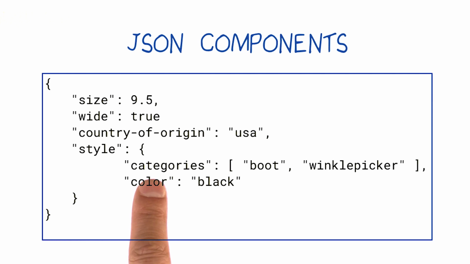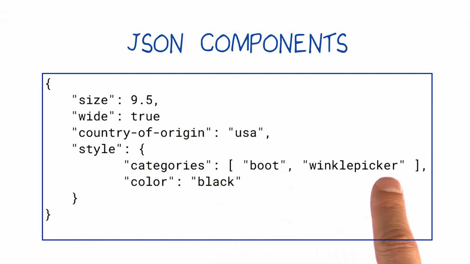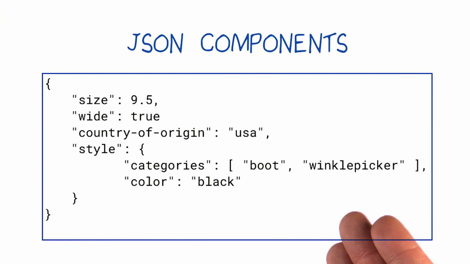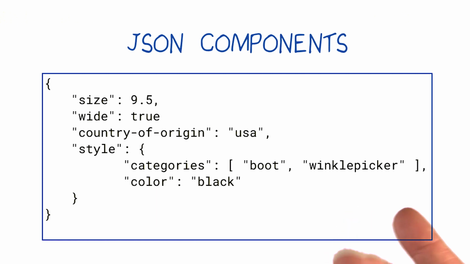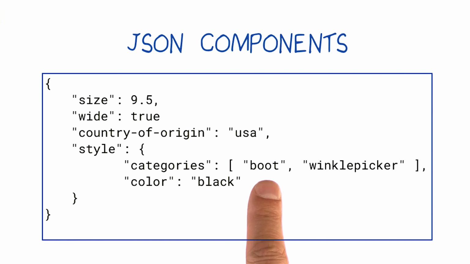So let's look at the key categories. It has a value that starts with a left bracket, has contents, and then closes with a right bracket. What do you think the brackets represent? This is the syntax for an array. JSON arrays can contain primitive data types or JSON objects. Similar to arrays that you've seen in Java, you can navigate the contents of an array using indices.